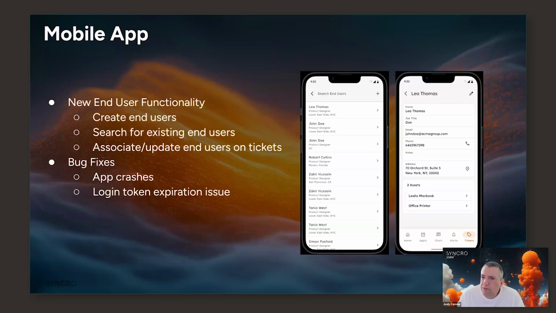Typically each month we've got a fresh round of updates to our mobile app, and this month's no different. Big functionality adds this month were around end users within the app, and that includes the ability to add new end users through the mobile app, search through existing end users, and then associate and/or update tickets with end users as well. We also did a healthy round of bug fixes, including a few app crashes, and I know there was an issue with logon tokens expiring before their time that was affecting some users, so that's been resolved as well.